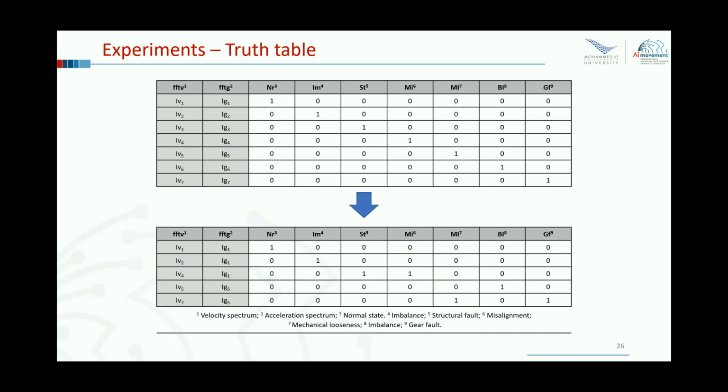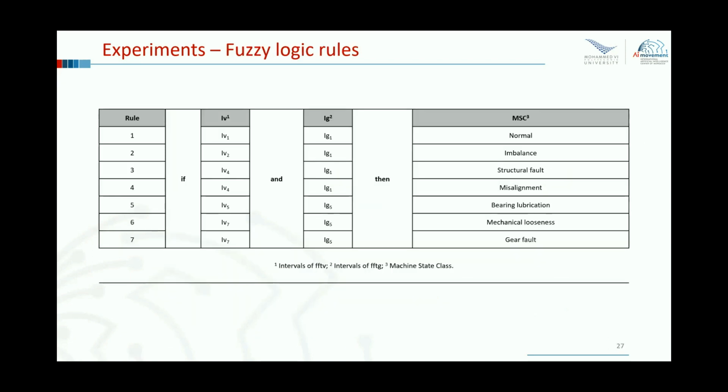As you can see, for example, if the velocity spectrum value belongs to the interval EDV4, and the acceleration spectrum value belongs to the interval EG1, then the machine state can be in a structural fault or in a misalignment fault. And also here, for the last example, we have 2 states. So this can be used to generate fuzzy logic rules.